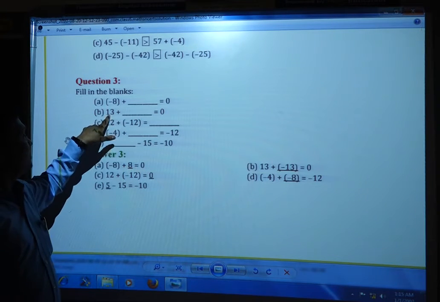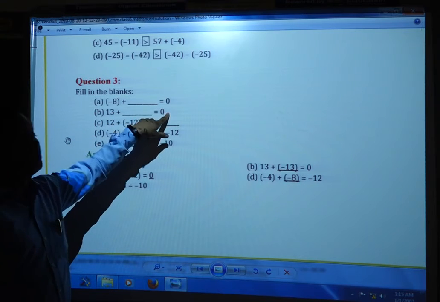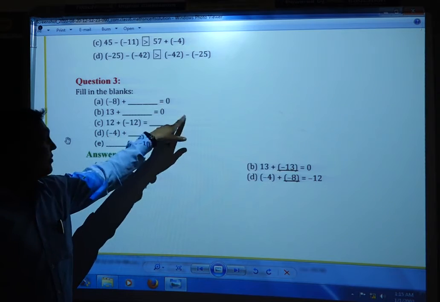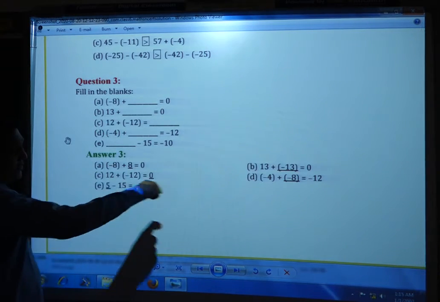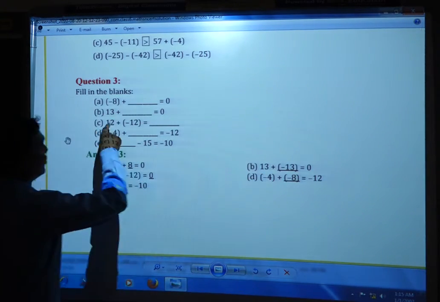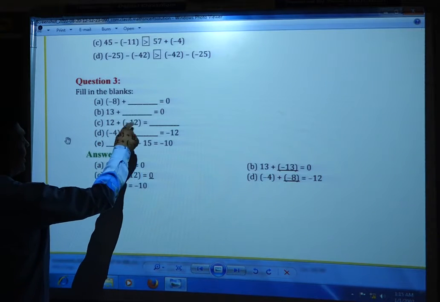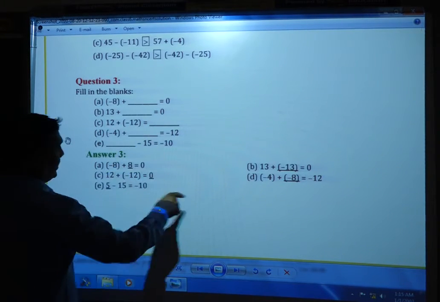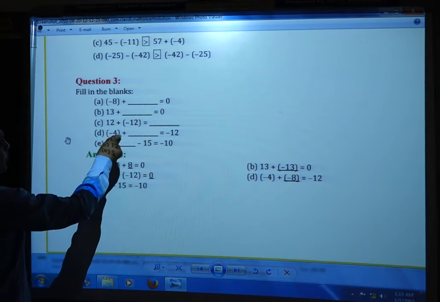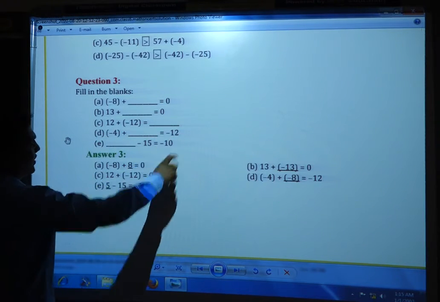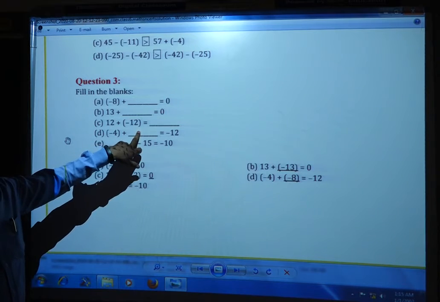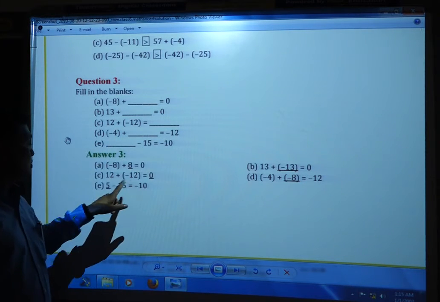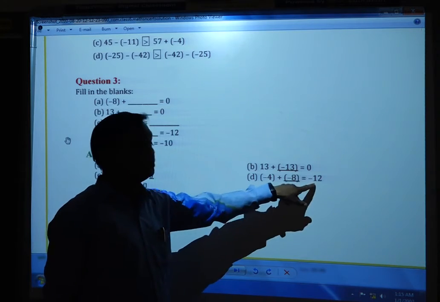Second question. 13 plus dash is equal to 0. Again, which number? Minus 13. Plus 13 minus 13 became a 0. Minus 13. Now, 12 plus minus 12. Here is what? 0, because 12 minus 12 is 0. Minus 4 plus dash is equal to minus 12. So here which number will become? Minus 8. Minus 8 minus 4, so minus 12.